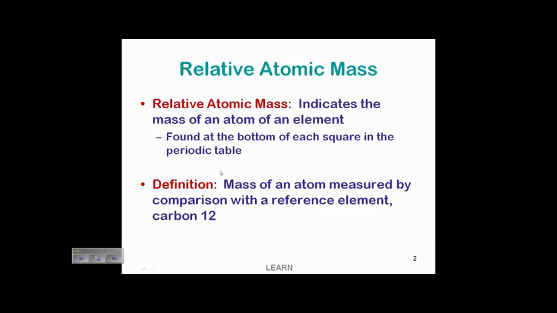Relative atomic mass, the key word here in that term is relative. All of the masses that are given to us in the periodic table for each element, found at the bottom of each square in the periodic table, tell us what the relative mass is. And they're all measured in comparison to carbon-12. So we'll look at what that means coming forward.